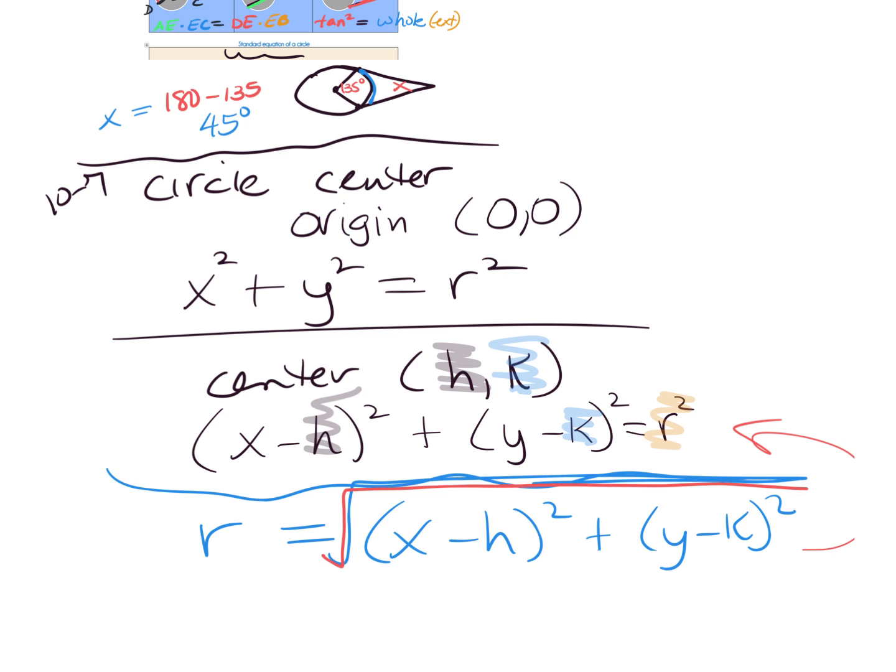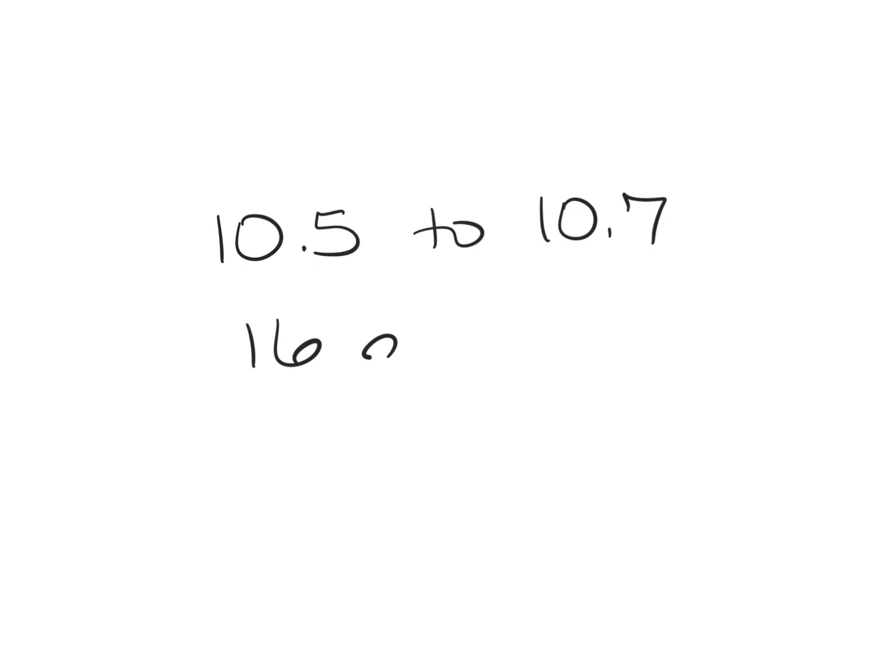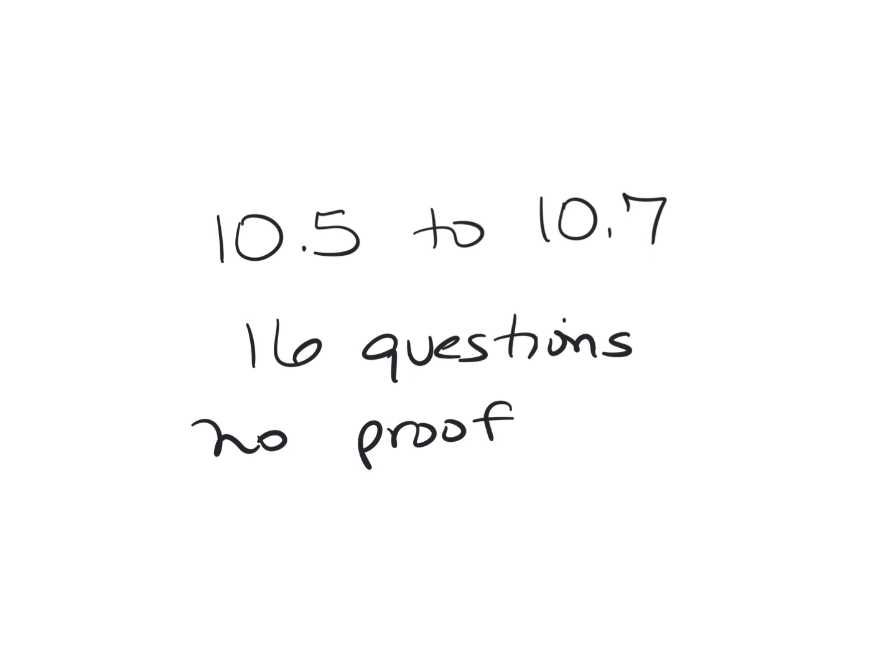So that's a nice little summary of the last 3 lessons of the chapter, which is what your test is on. Tomorrow you have a test. It's on 10.5 to 10.7. There are 16 questions on the test. Now, I know at the beginning of the chapter, I had said that you will probably have a proof. There is no proof on the test tomorrow.